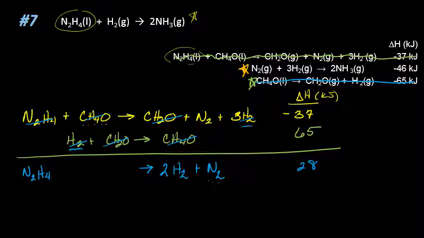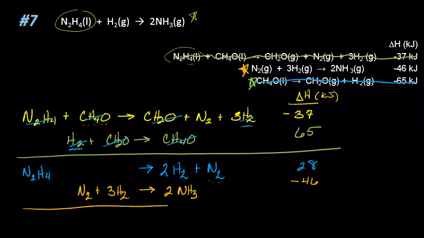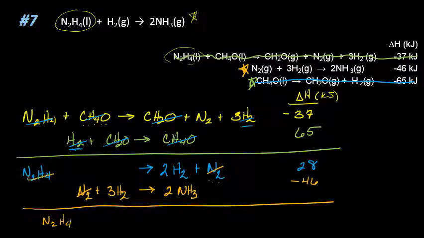So we have N2 plus 3H2 yields 2NH3 and negative 46. Your nitrogens cancel. N2H4, I don't see that anyplace else. 3H2s and 2H2s, well, those subtract, leaving me with 1 H2 on this side. And now I can bring my 2 ammonias down.